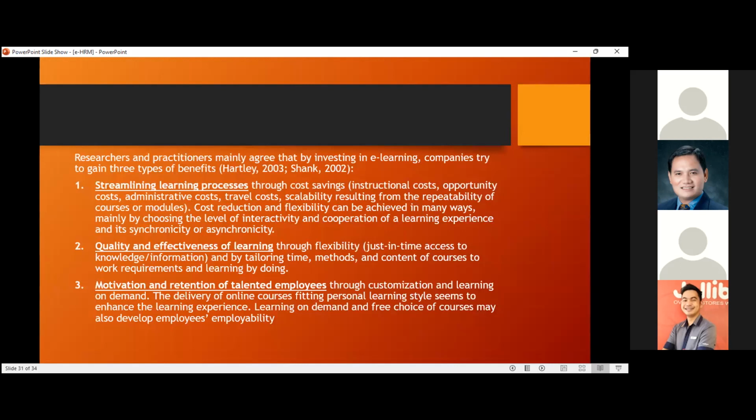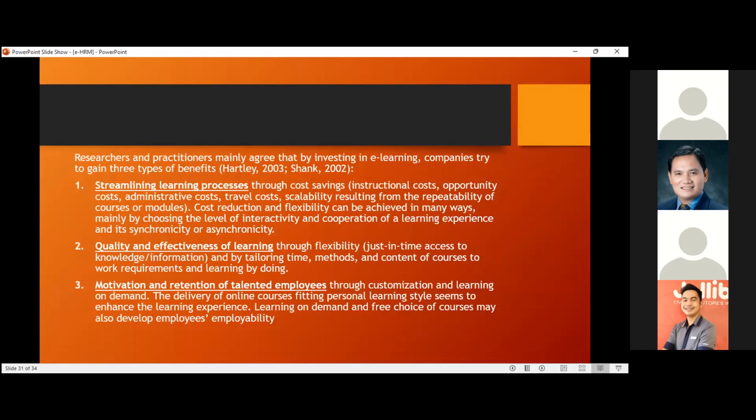Cost reduction and flexibility can be achieved in many ways, mainly by choosing the level of interactivity and cooperation of a learning experience and its synchronicity and asynchronicity. Quality and effectiveness of learning through flexibility, just-in-time access to knowledge or information, and by tailoring time, methods, and content of courses to work requirements and learning by doing.